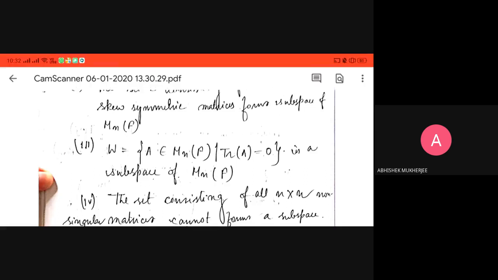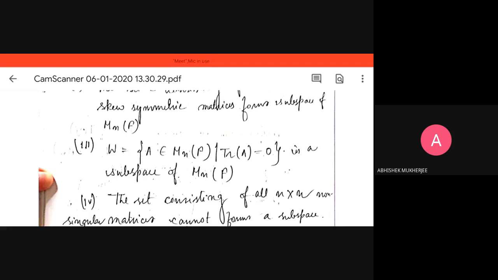Now we will go to the third proof. Here the question is W equal to A belongs to M_n(F) such that trace A equal to 0 is a subspace of M_n(F). Now again we consider a zero matrix. For the zero matrix, we have seen that trace A equal to 0. Now, if we take any two matrices A, B from W, then we can say that trace A equal to 0 and trace B is equal to 0. If we take trace of A plus B, then we will get trace A plus trace B. That means 0 plus 0, that is 0. The first condition, that is A plus B belongs to W, is satisfied.